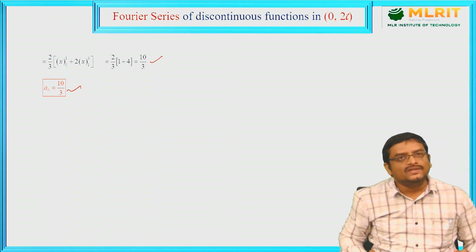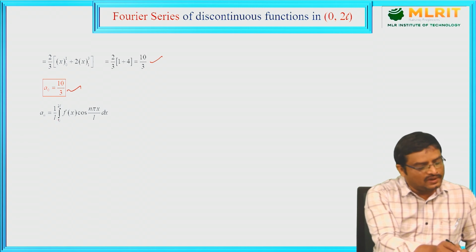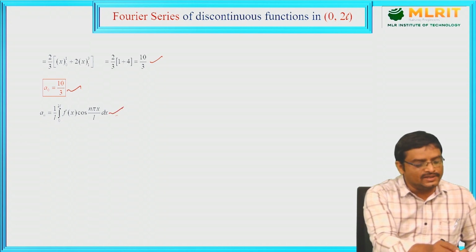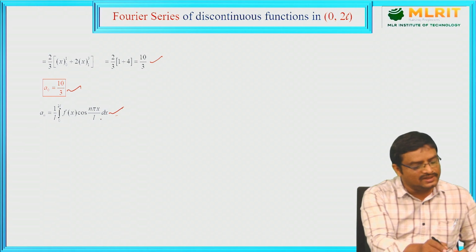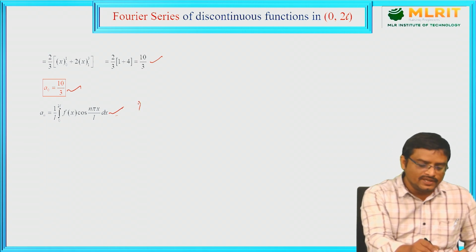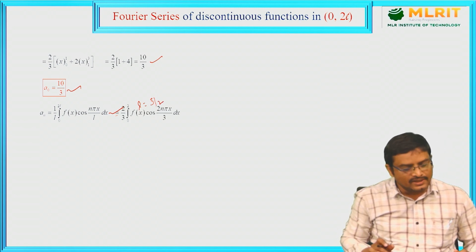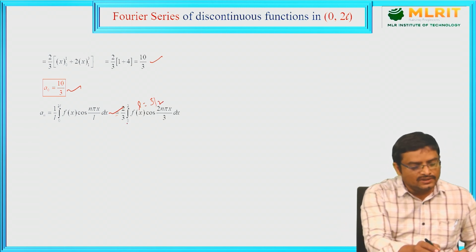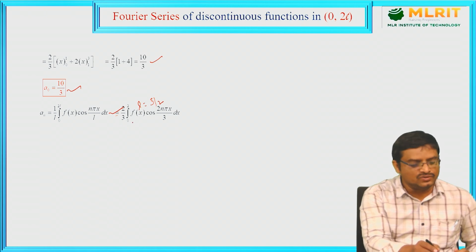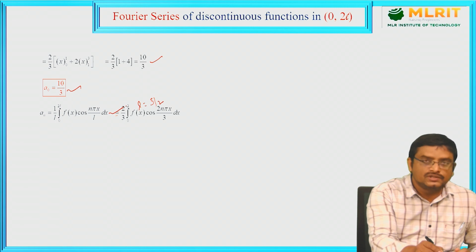And then go for the next coefficient, that is the a_n value. So a_n is defined by this standard integral, that is 1/L integral 0 to 2L f of x cos(n pi x / L) dx. In this case also you replace L with 3/2. After replacing L = 3/2, this is our final standard formula to find the a_n value here.